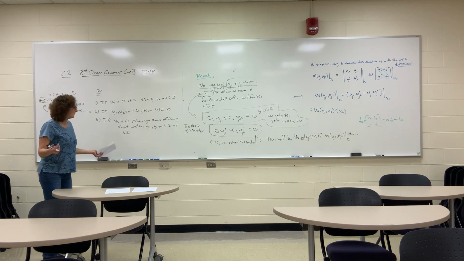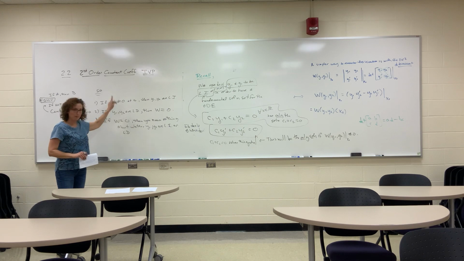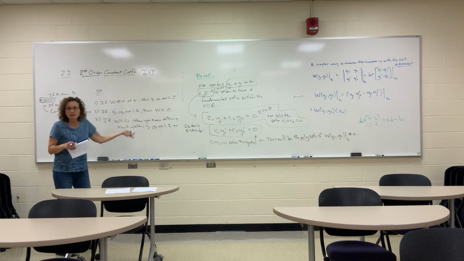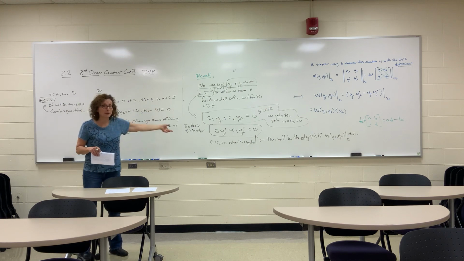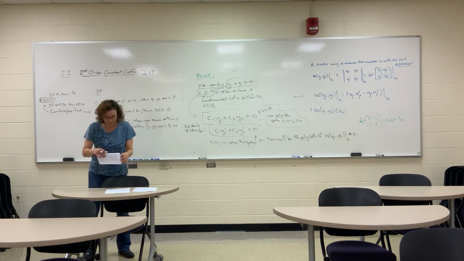So Wronskian non-zero, super happy, linear independence. Wronskian 0, then you've got to use a different method to determine linear independence or linear dependence, like the other methods that we've been doing.